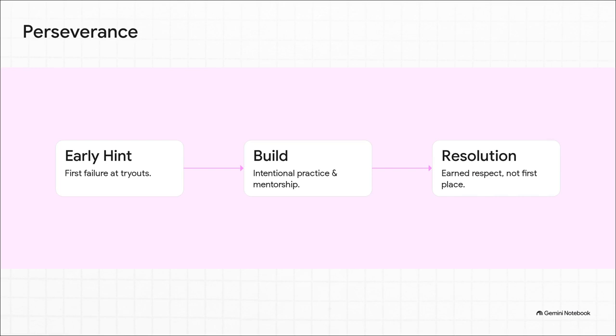In the early hint, our narrator experiences a massive, devastating failure at the team tryouts. Just brutal. But in the build phase, instead of just throwing in the towel and quitting, they commit to intentional, grueling practice and even seek out a mentor. Now, here is where it gets super interesting. If this were a cliché story, they would totally win the championship, right? But in this resolution, they don't get first place. Instead, they earn immense respect from their peers, and more importantly, they recognize their own massive personal growth.